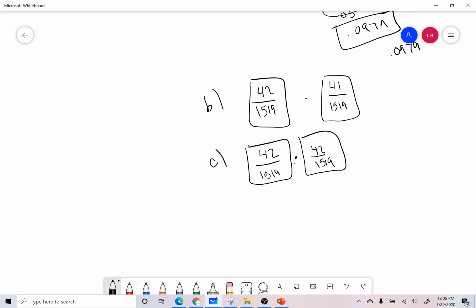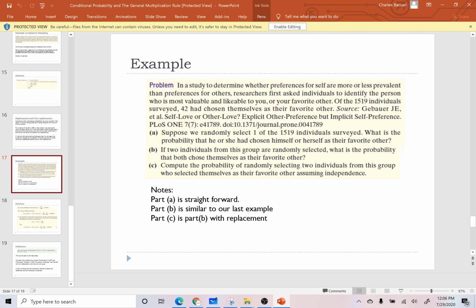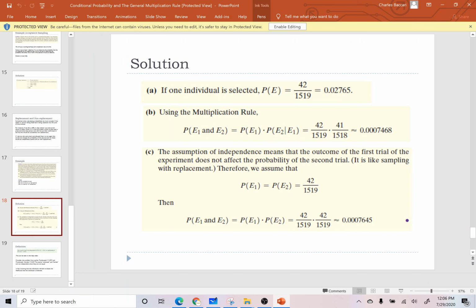So you can kind of see how replacement works. This one is obviously dependent because once you chose this person, that person's no longer in the list, so this has changed the probability. In this one, both picks are independent because you put the person back into the list. Here is the work for it. Okay, so you can see that in the book, or you can see it here.